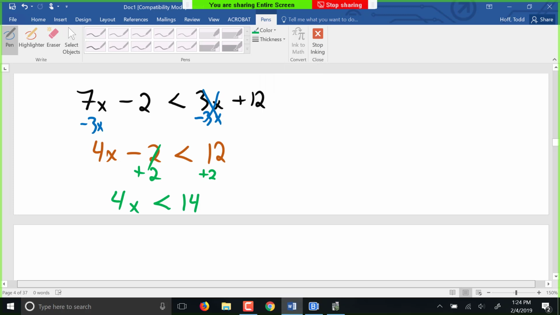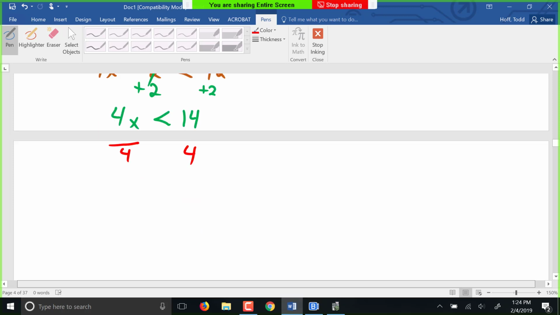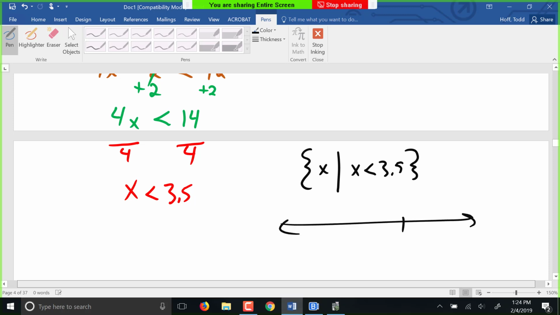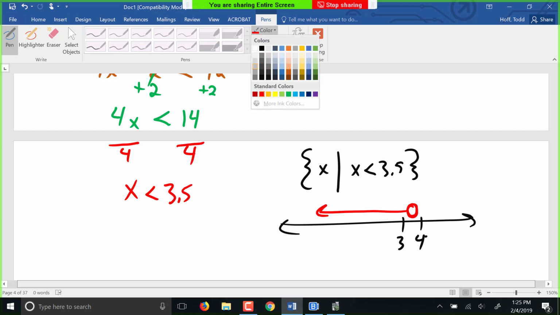And then we divide by 4. We get x is less than 3.5, however you want to list it. So solution set, all values of x, such that x is less than 3.5. Number line, of course, boundary is at 3.5. Open or closed? Open. Left or right? Left. Perfect.